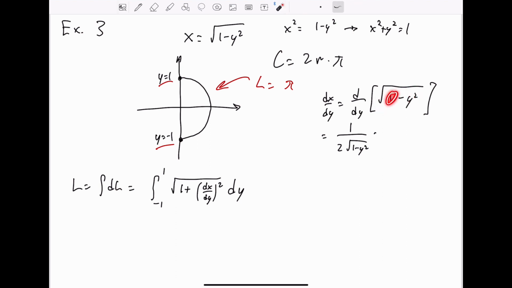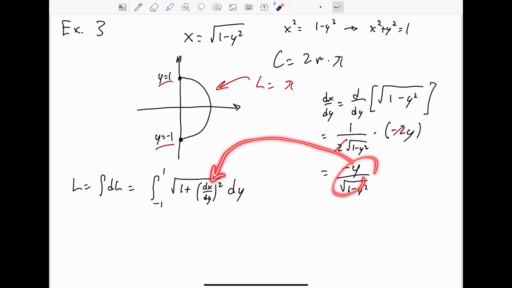The derivative of 1 is 0. The derivative of y squared is 2y. This is negative, so we multiply by negative 2y. Notice that we can cancel these 2's. So we can write this a little bit more simply as negative y divided by the square root of 1 minus y squared. That is our expression for dx/dy. That is what we will put into the arc length integral.